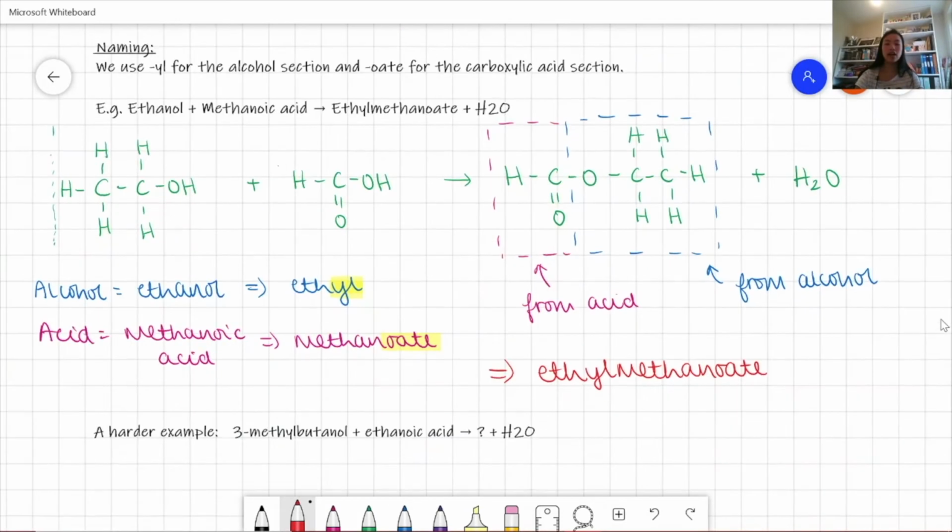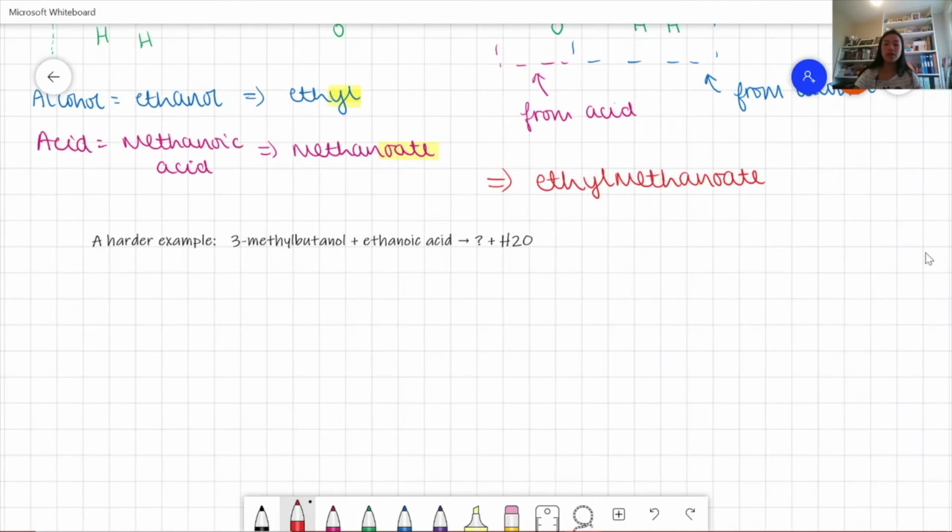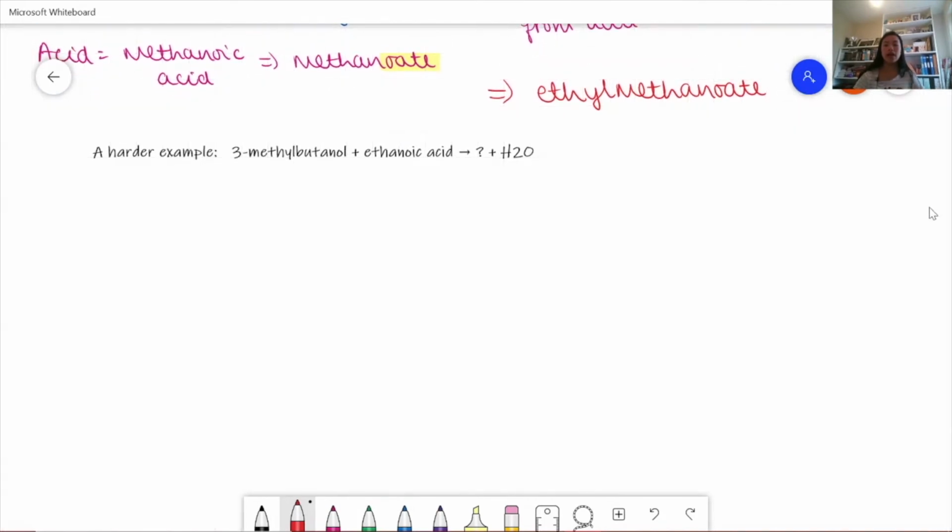And now we're going to look at a harder example. So this time we're adding 3-methylbutanol and ethanoic acid to form something and water. So first drawing out 3-methylbutanol, we have 4 carbons in the main chain, and then we have the OH. And then we have a methyl on the third carbon, so this one. Because the carbon of the OH gets priority, so it gets number 1. And then we have a hydrogen, another hydrogen, and hydrogens all the way round.